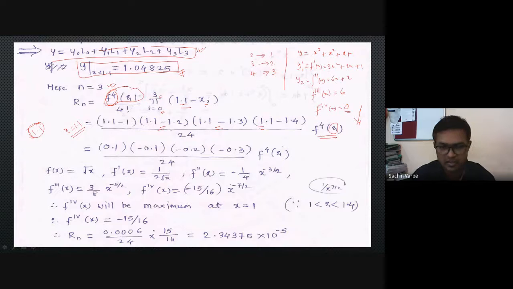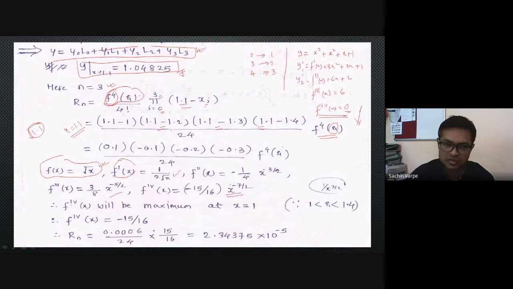For this particular polynomial, the fourth order derivative is 0, but here for this example f(x) is given to be root x, so accordingly its first order derivative is 1 upon 2 root x, second order derivative is this one, third order derivative is this one, fourth order derivative is this one.